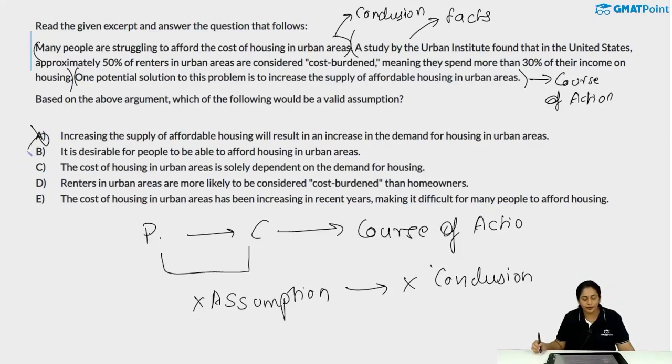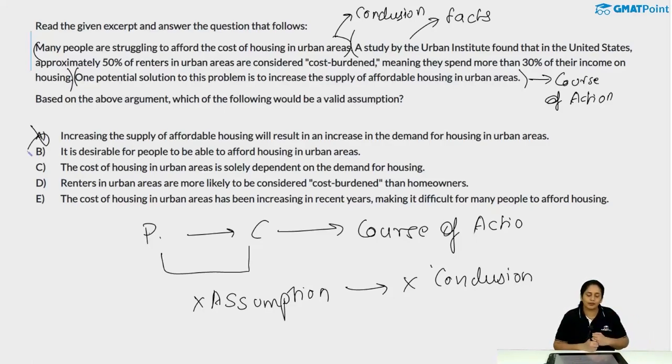Option B: It is desirable for people to be able to afford housing in urban areas. Now, suppose you invalidate this assumption, that you don't care whether people are able to afford housing in urban areas, or rather you don't want them to stay a lot in urban areas. You want those who can't afford houses in urban areas to move away from the urban areas. Suppose you have dense urban areas and you don't want them to be too dense, and you want those who can't afford living in urban areas to spread out away from the urban areas to reduce the density of population. Those two could be the reasons why you don't want affordable housing in urban areas, or you don't want people to be able to afford housing in urban areas.